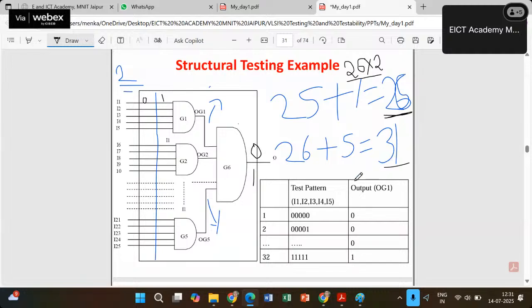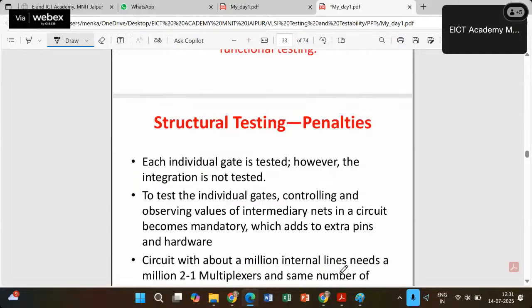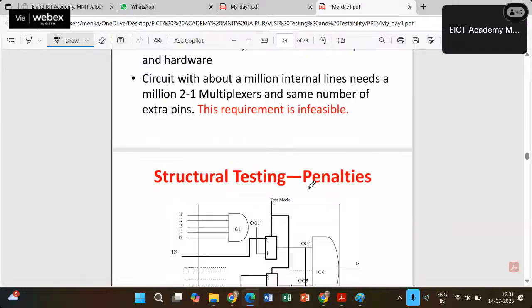And if we talk about multiple stuck-at faults, definitely those have been increased. And that is the penalty we have for that, right? So structural fault testing is beneficial because it reduces our test vectors, and if the test vectors are reduced, then our total test time is also reduced. So that is the beneficial thing.